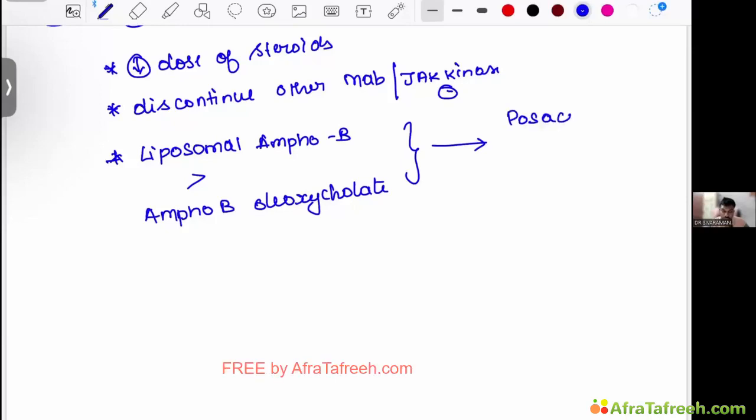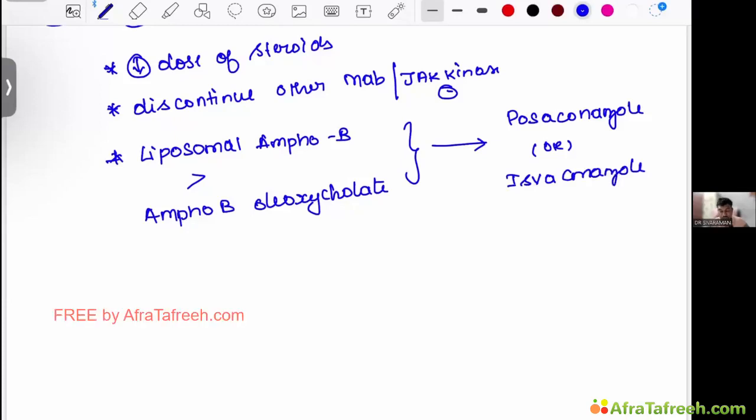posaconazole or isavuconazole. Posaconazole and isavuconazole are the two drugs given as oral treatment in patients with mucormycosis, whenever they are not responding or not tolerant to liposomal amphotericin B because of its side effect profile. So that is very, very important.